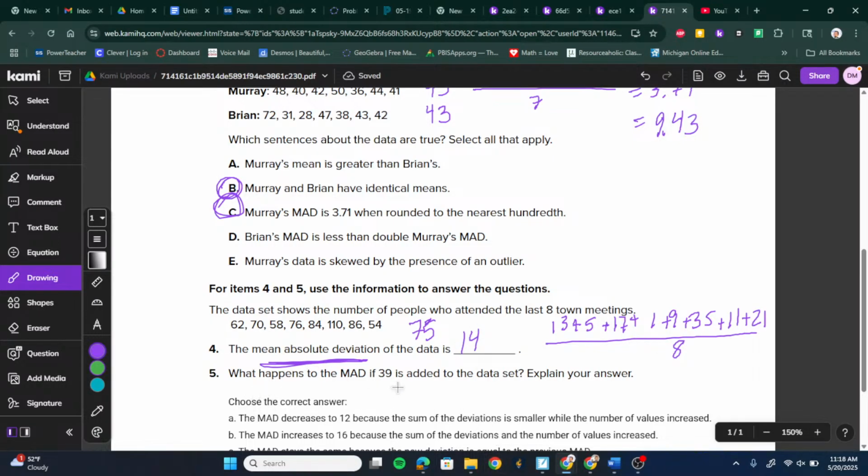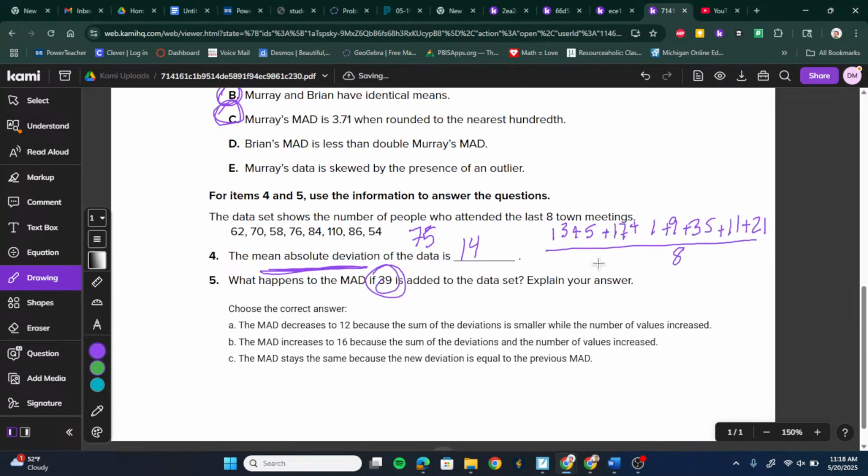Now, if you add a 39 into this mess, that means you're going to have one more number in there. You're going to have a new mean, and you're going to have a new MAD. And so what will happen is the MAD will decrease to 12 because the sum of the deviations is smaller while the number of values increased. So again, you would get your new mean by adding all these up and dividing by the number of numbers, and then you get your new MAD by adding one more difference to this and changing that to 9.